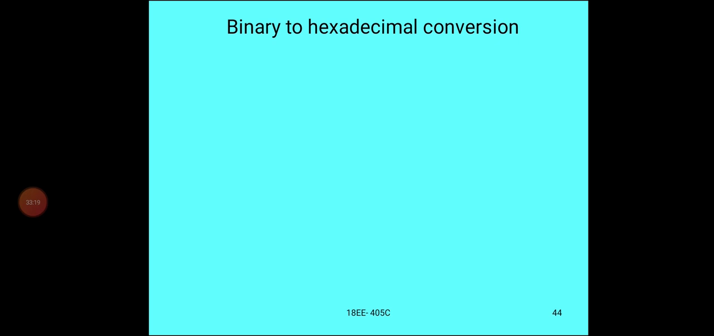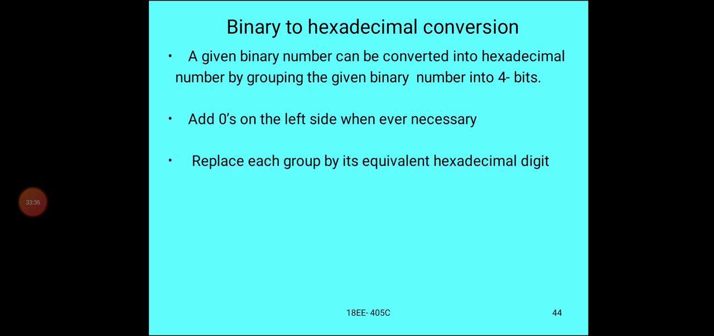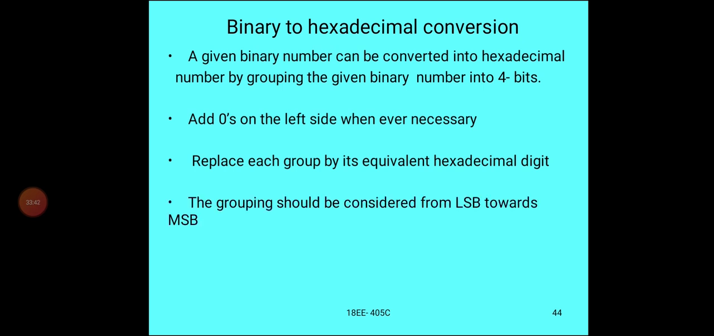Binary to hexadecimal conversion. A given binary number can be converted into a hexadecimal number by grouping the given binary number into 4 bits. Add zeros on the left side whenever necessary. Replace each group by its equivalent hexadecimal digit. The grouping should be considered from LSB towards MSB.